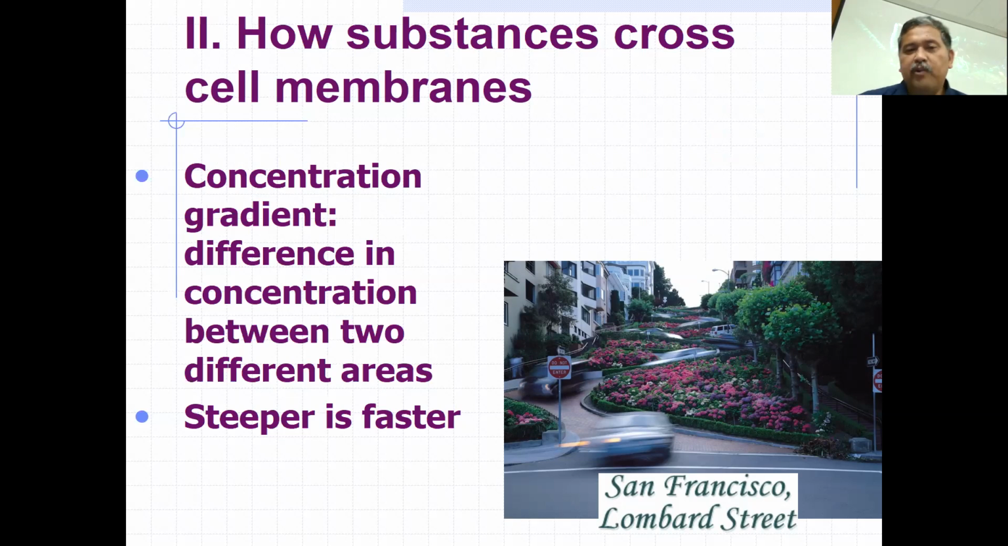So it has a pretty steep grade, we call it. So if you look at this term here, concentration gradient, it has to do with the steepness of the difference between the top and the bottom. So when you have a concentration gradient, if you have a difference between inside and outside that's very different, then you will have a greater flow, a steeper hill, if you will. This is a really steep hill in San Francisco, and maybe some of you have been on it. And it's a touristy thing. So steeper is faster.